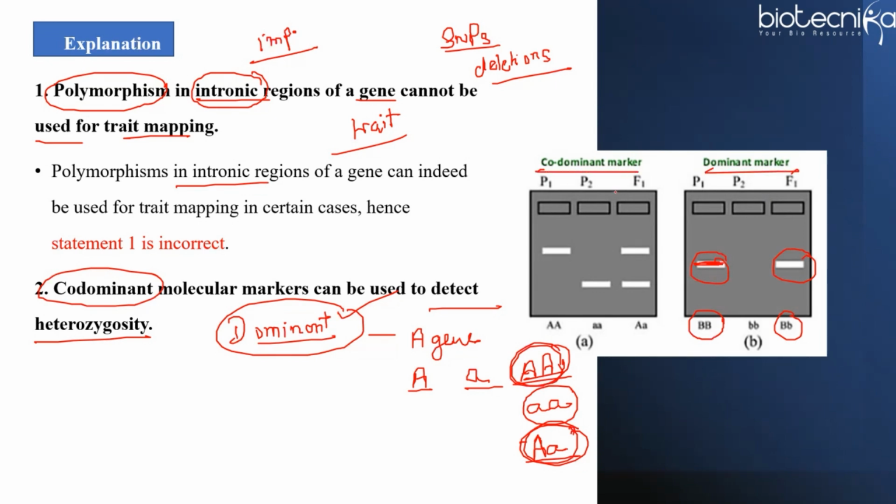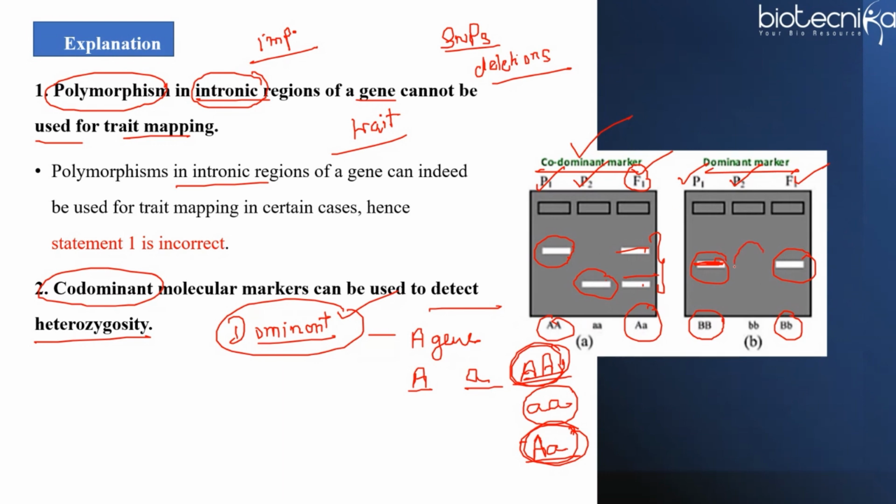But if you see the codominant marker, it is showing 2 bands. So this is of progeny, right? P1 is one parent, P2 is another parent, F1 is the progeny, right? Similarly here, P1, P2 parents and F1 is the progeny. So with a codominant marker, we'll get a band in P1 also, in P2 also. And because the progeny inherits the gene from the parents, we should get 2 bands if the marker is codominant. It will tell you about both homozygous and heterozygous condition.